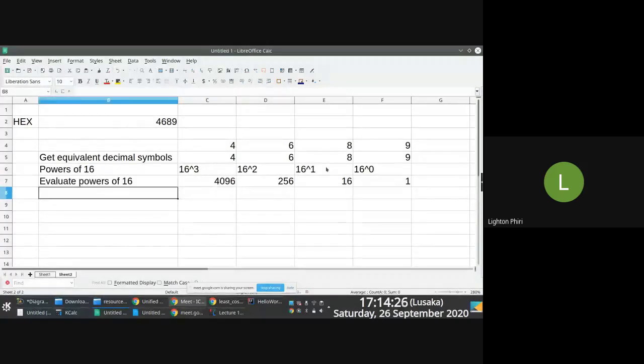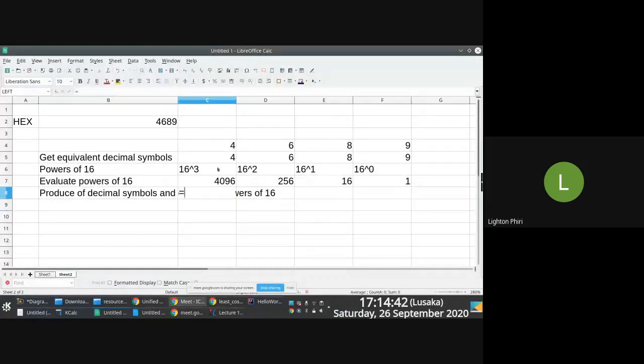What's the next step? The product of the decimal symbols and the evaluated powers of 16. How do you do this? You just multiply. In this case, it will be the equivalent decimal symbols 4 times 4096, then 6 times 256, then 8 times 16. You must ask these questions if they don't make sense. This must make sense. And then 9 times 1.